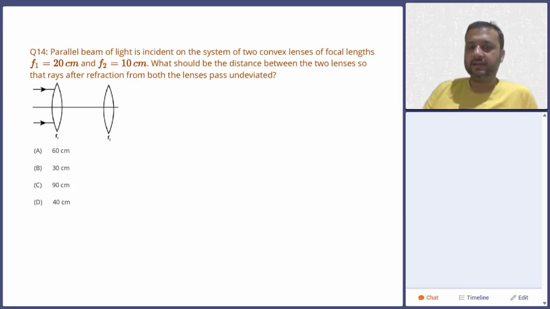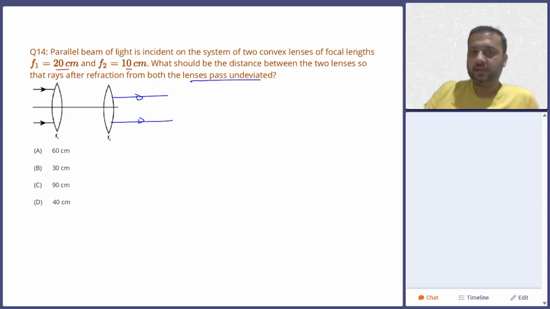A parallel beam of light is incident on a system of two convex lenses of focal length 20 and 10. What should be the distance between the two lenses so that rays after refraction from both the lenses pass undeviated? So basically, since the rays should pass undeviated, that means since the rays are coming parallel, when they come out of F2, they should again be parallel.